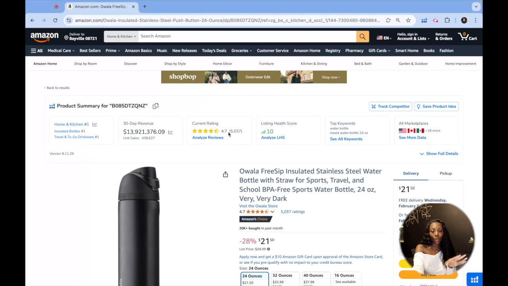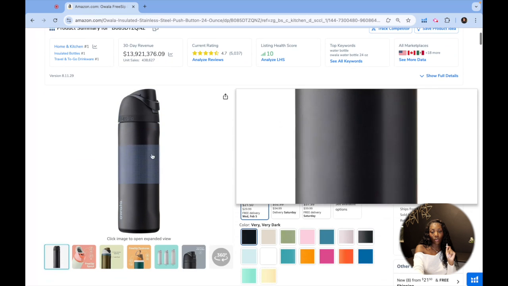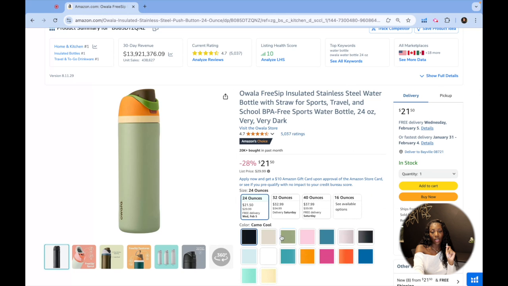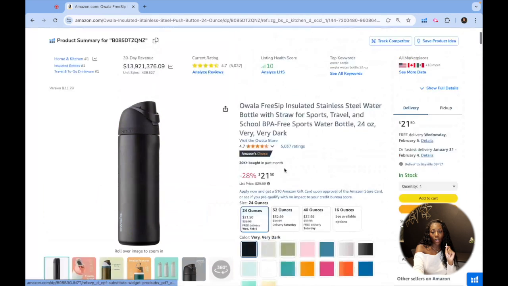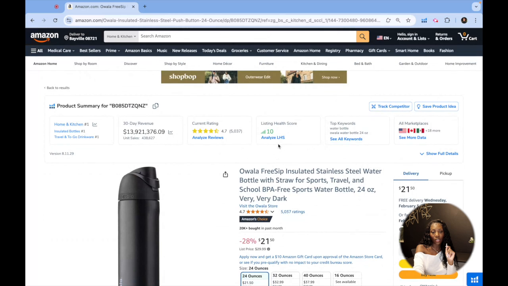They have a 4.7 star rating, which means that people are very satisfied with this product. Not a lot of room to differentiate this product, and they come in many different colors. So they've got a ton of different variations, color combinations, and it just looks to be a solid product overall. I don't know when this product was launched and how long they've been selling on Amazon for, but I do know that they are doing very well. And this is the reason why I love Helium 10 so much, is because it shows you so much information.